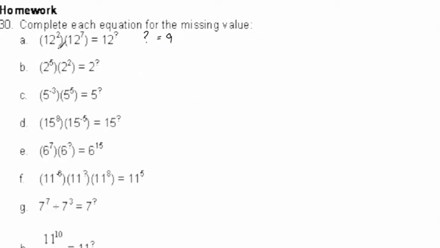Problem or letter B is just like A. So I have 2 to the 5th times 2 to the 2nd. So I'm going to add the exponents. 5 plus 2 is 7. When you practice, you get faster and better at it.